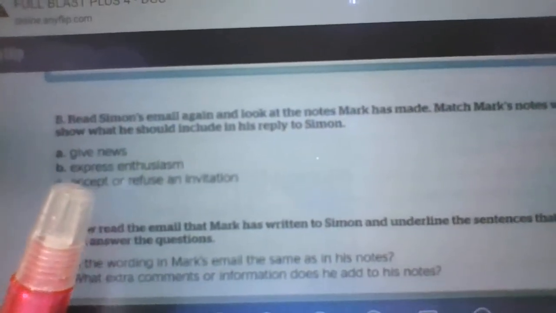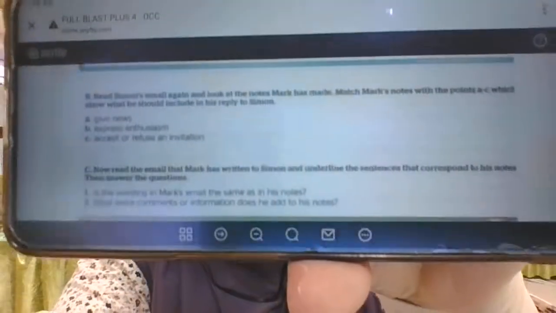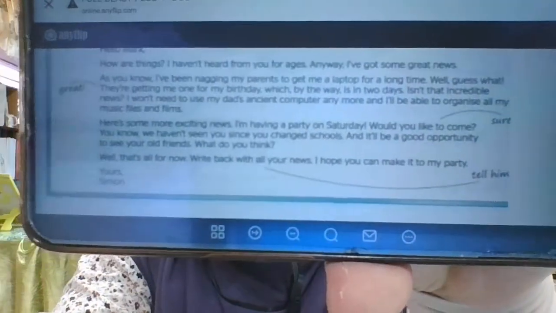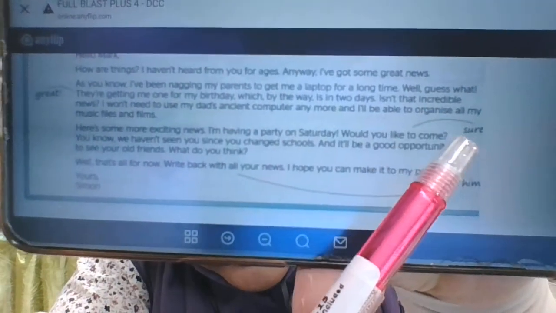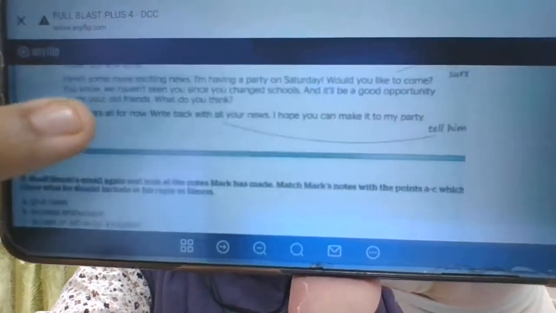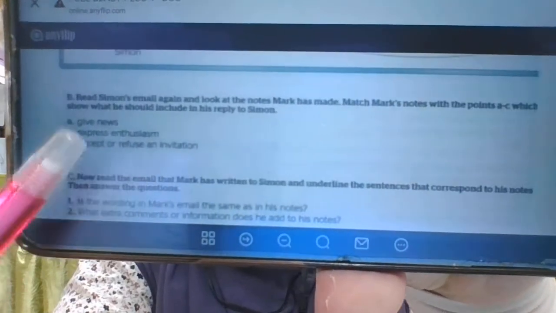For example, give news. Where can Mark give the news? Is it this one? Is it this one? Or is it this one? Right. The next is B. Express enthusiasm. Enthusiasm means eagerness. Like you are an enthusiast. Enthusiast means like very excited, something like that. That is enthusiast, right? Really like it. Alright.